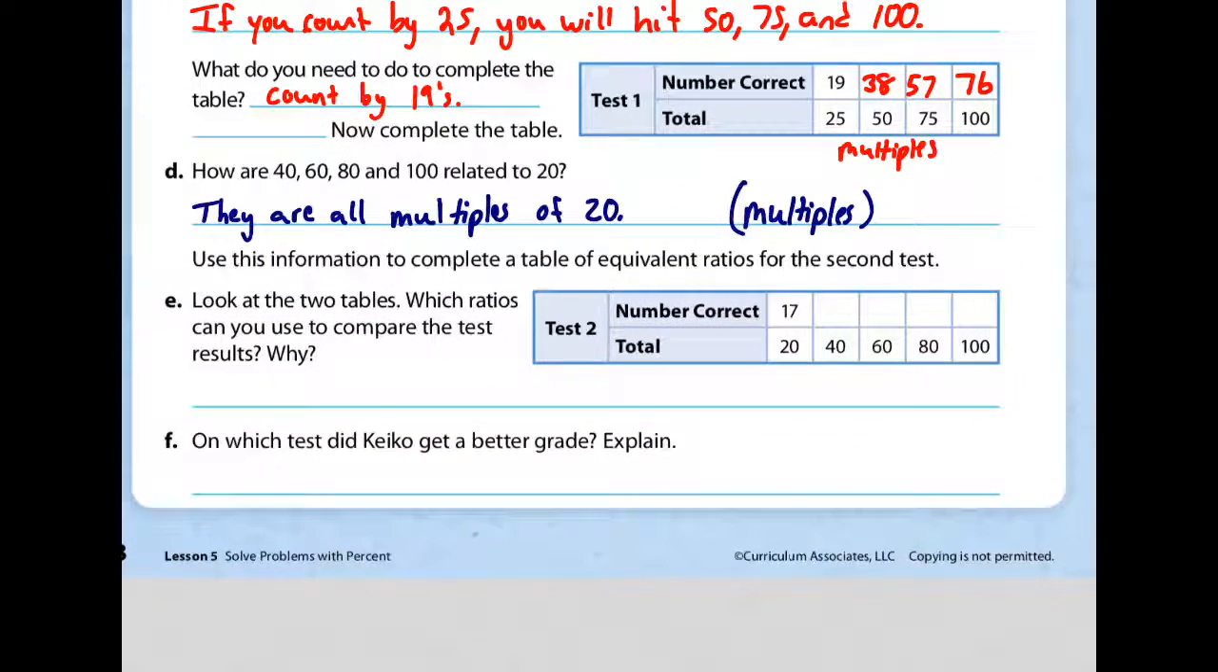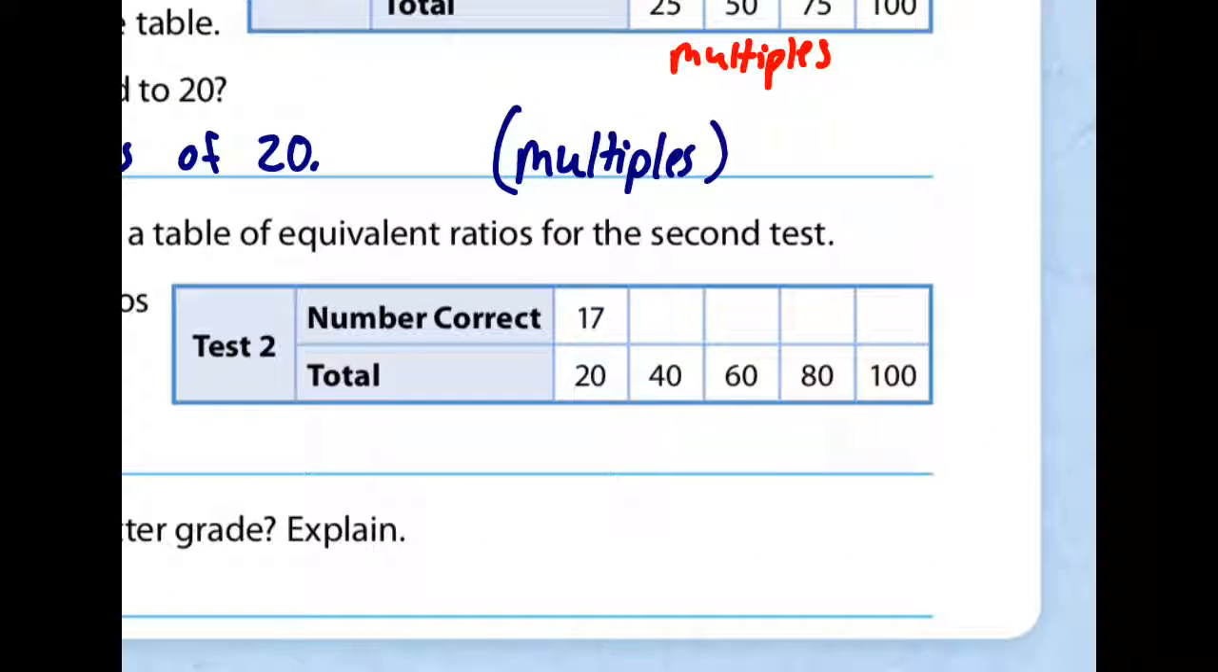Now, E says, oh wait, I'm sorry, let me finish it here. Use this information to complete a table of equivalent ratios for the second test. Now remember here, as we counted multiples of 20 to get the bottom number, right? So now we need to count multiples of 17 to get the top numbers. So we have 17, 34, plus 17 is 51. Plus 17 is 64. Plus 17 is 81. I think. Did I mess that up? Yeah, it should be good.